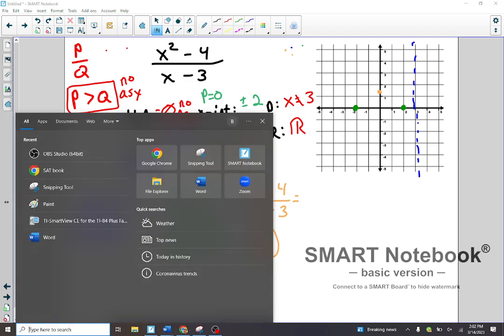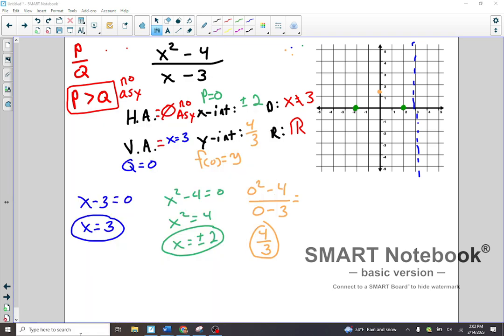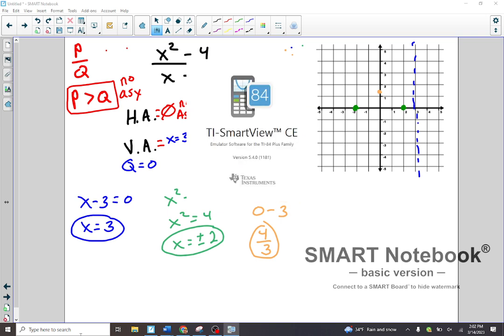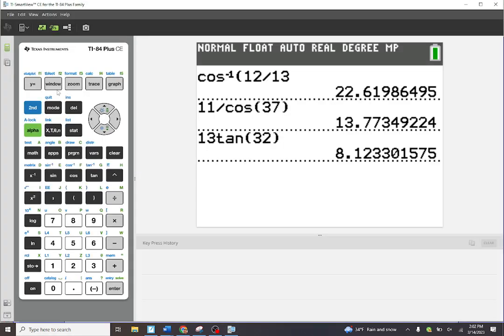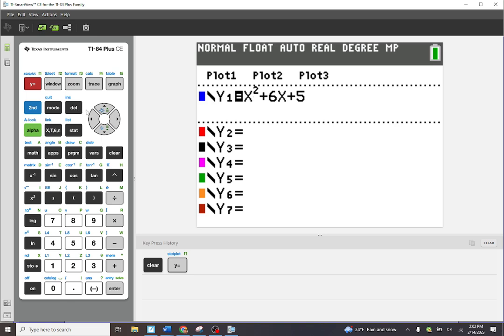Now, to get the curve of it, technically you could just plug in at 0, at 1, at 2, and start plotting those dots. That's a waste of time. You have a calculator, use it to your advantage. So we're going to put it in the calculator. I'm going to show you how to put it. Make sure you put parentheses or you're going to mess up.